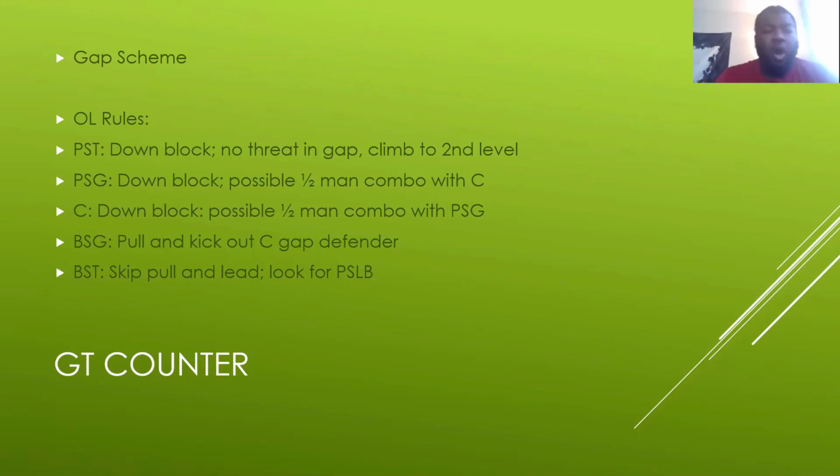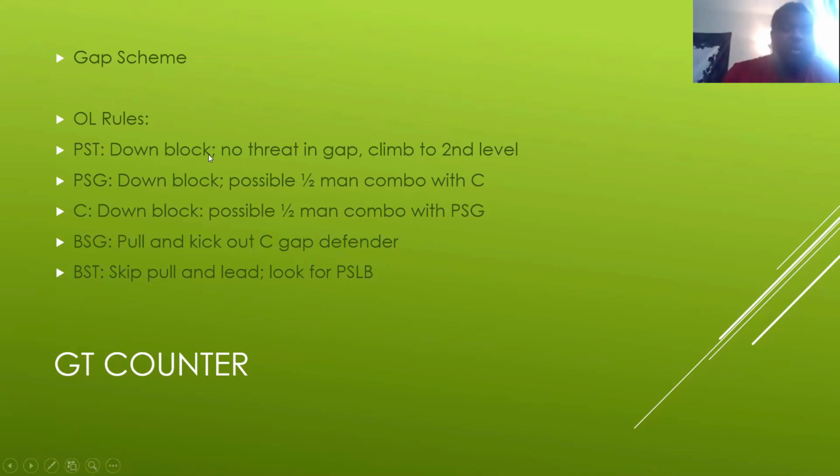Okay, so offensive line rules are very basic. All right, so if you're a play side, you're down blocking. Okay, if there's no threat to your gap, you climb. If you're the play side guard and there's no threat in your gap, you'll get a half man combo with the center. Okay, so the rules, no matter the front, the rules won't change. Okay, and it's very simple to teach.